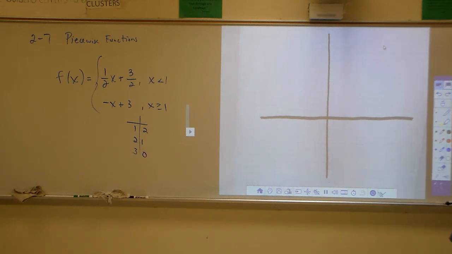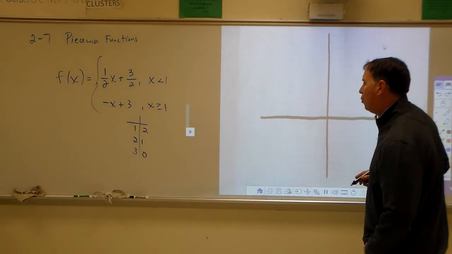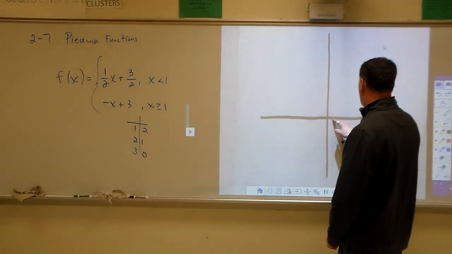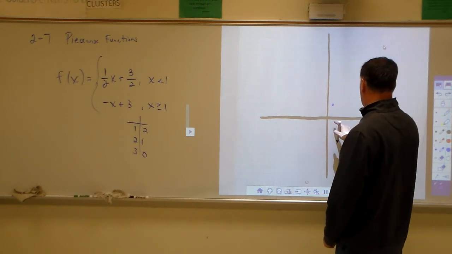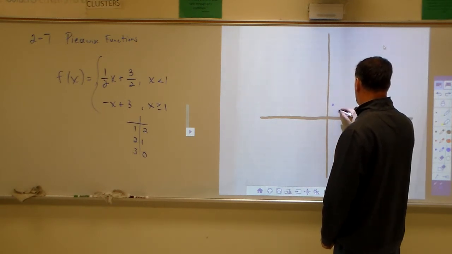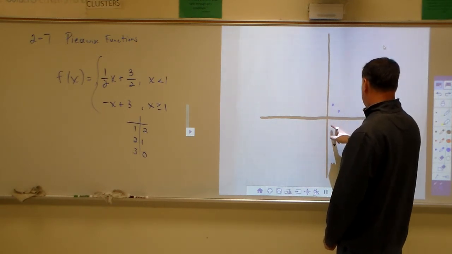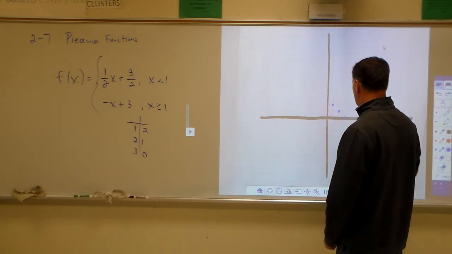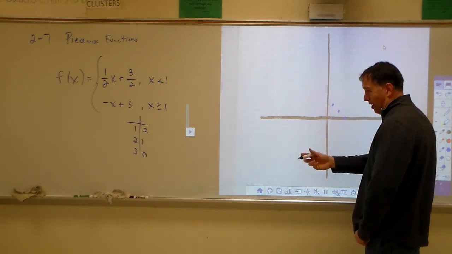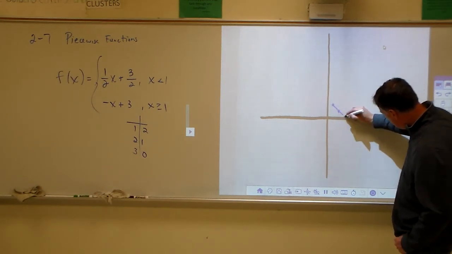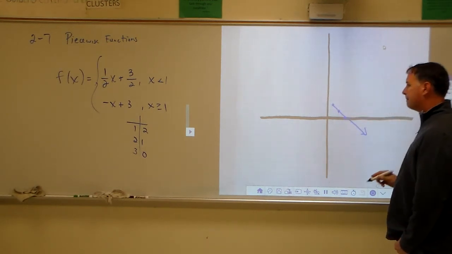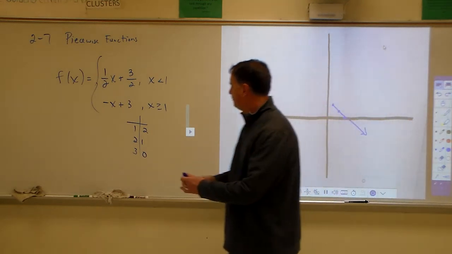Figure it out first. Let's go back to blue. All right, 1, 2: over 1, up 2, closed circle. 2, 1: over 2, up 1. Over 3, up 0. Okay, now again, if I put in a 4, it would be a negative 1 and so on, so I know that my line is going to go this way. Okay? So now let's look at the other one.